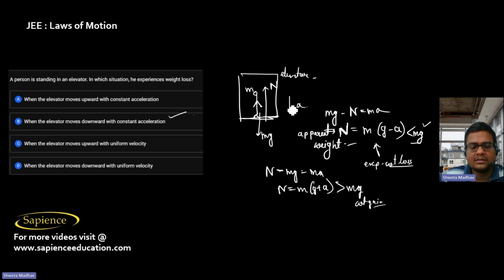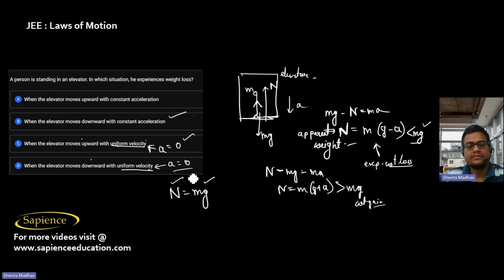And when the elevator is moving upward or downward with uniform velocity, it means the acceleration is 0. So here he will experience neither weight loss nor weight gain. Since acceleration is 0, we can say N will be equal to mg. So the apparent weight will be the same as the actual weight. So option B is the correct answer, since only if the elevator moves downward with constant acceleration will he experience weight loss.